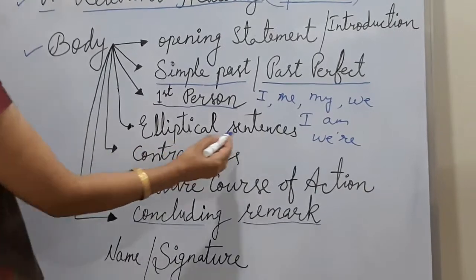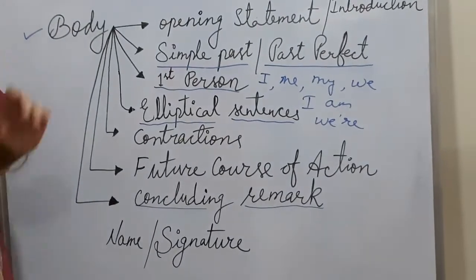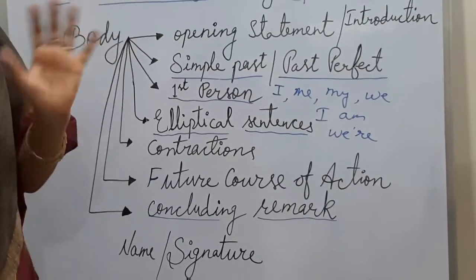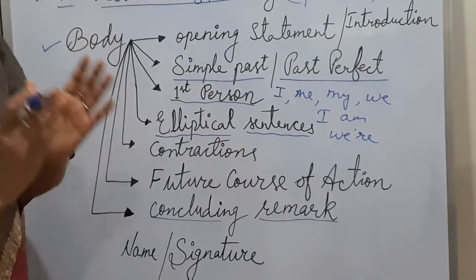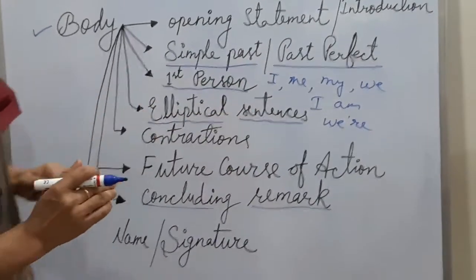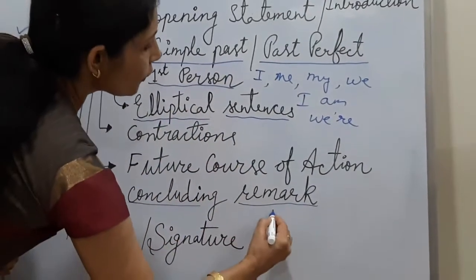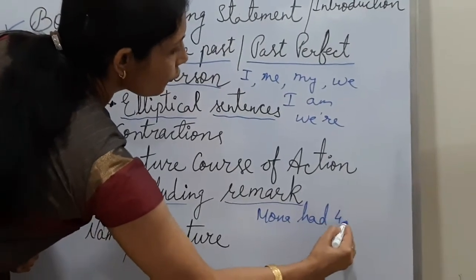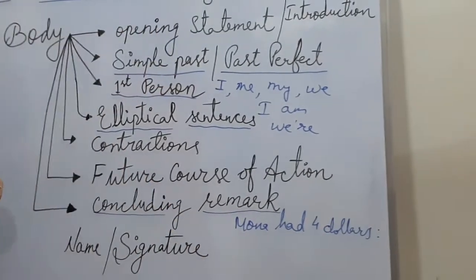Now, coming to elliptical sentences. Children, what is the meaning of elliptical sentences? Elliptical sentences are sentences in which we omit a few words. Why do we omit a few words in the sentence? To make the sentence short. I am giving you one example of an elliptical sentence. Mona had $4.